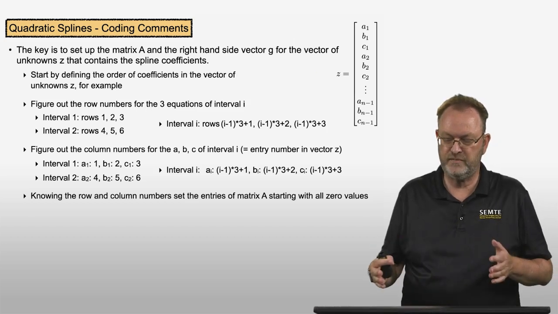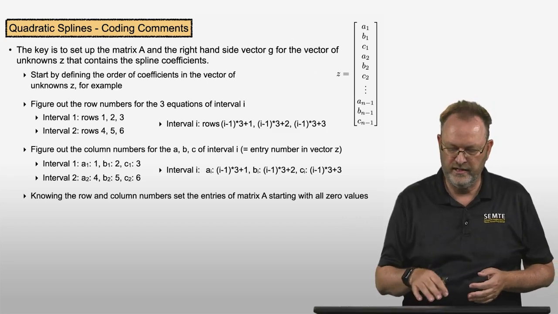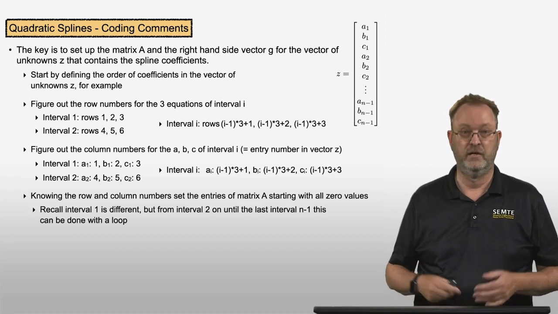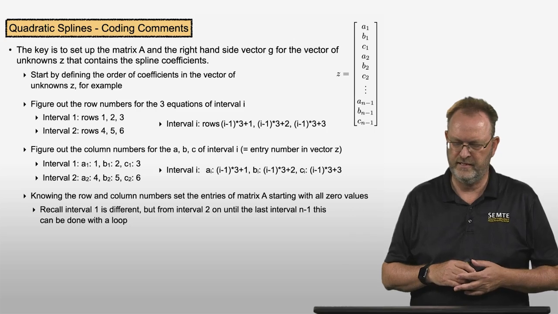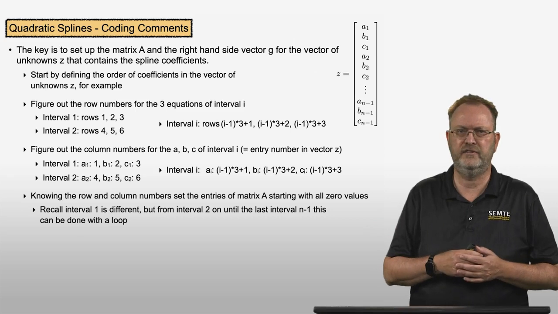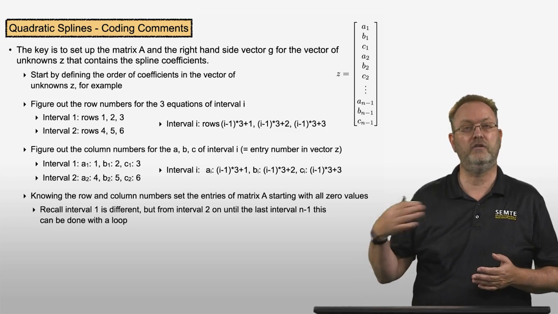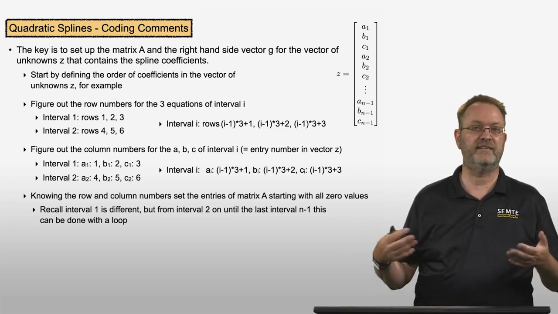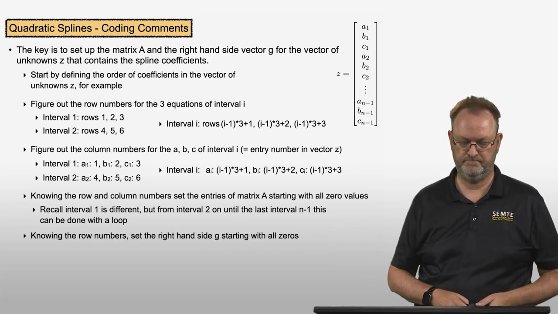And you can do this by initializing the matrix with all 0 values so that you then only need to set those values that are not 0. And then recall that interval 1 is a little bit different, right? Because we have this condition that a1 is equal to 0. We don't have that condition that the derivative at the knot is the same. But from interval 2 on, all the intervals are basically the same, and you can do this in a loop where the loop index I loops from 2 all the way to the last interval, n minus 1.